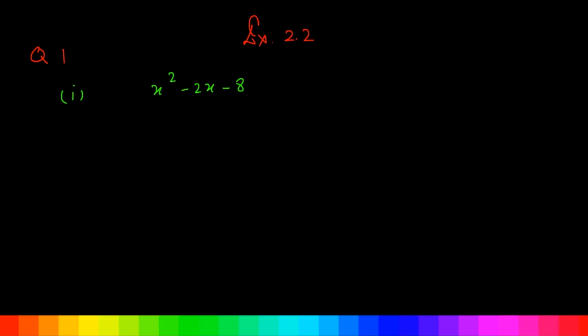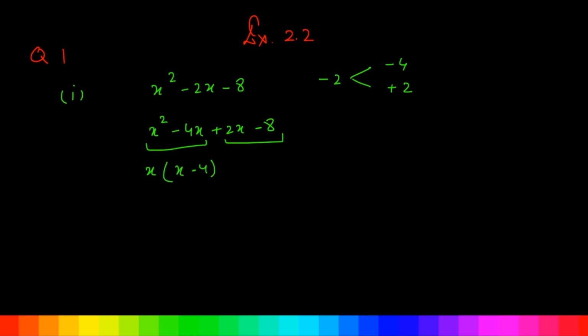Here, minus 2 will be split into minus 4 and plus 2. Hence, our polynomial becomes x squared minus 4x plus 2x minus 8. Taking two terms at a time, x is taken as common, leaving x minus 4 in the bracket, plus 2 taken common, again x minus 4 leaving in the bracket. Now from these two terms, x minus 4 is taken as common, leaving x plus 2 behind in the bracket.